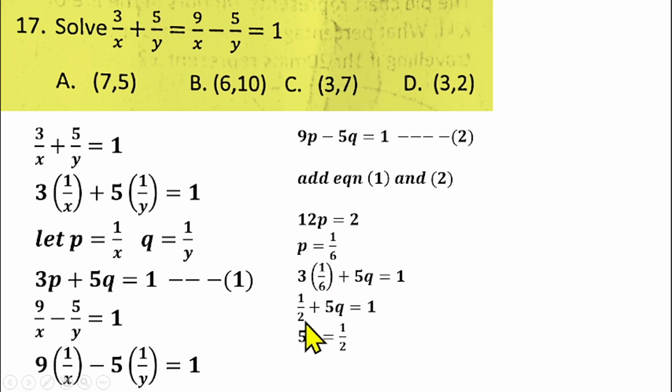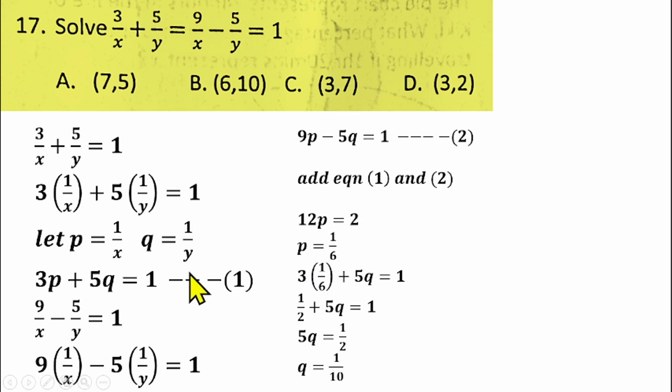So if you take half here, that gives us 5q equals 1 minus half. 1 minus half will give us half. Then you can now divide both sides by 5 to get q. So we have q equals 1 over 10. Because if 5 comes here, you divide both sides by 5. That means you have 1 over 2 divided by 5. We can change that division to times. That gives us 1 over 2 times 1 over 5, which gives us 1 over 10. So our p is 1 over 6 and our q is 1 over 10.